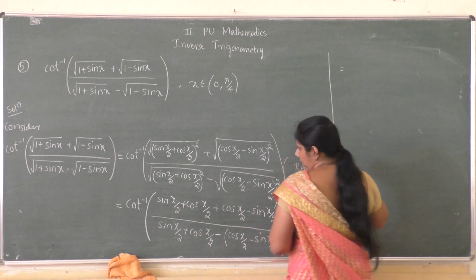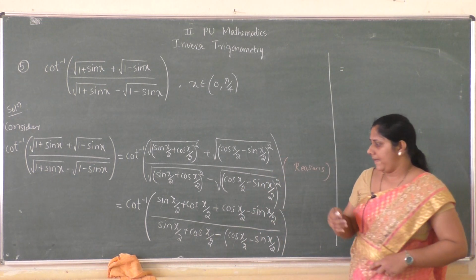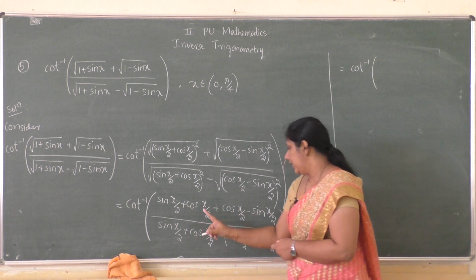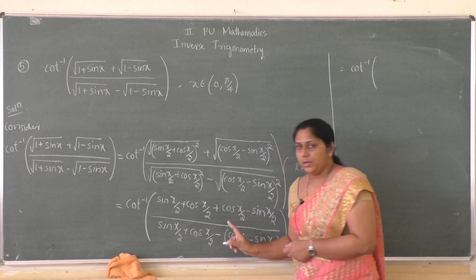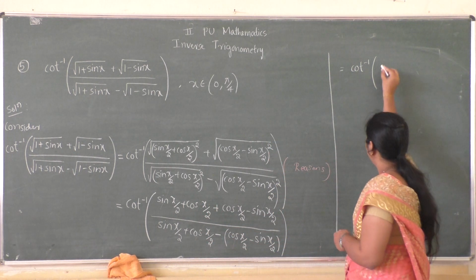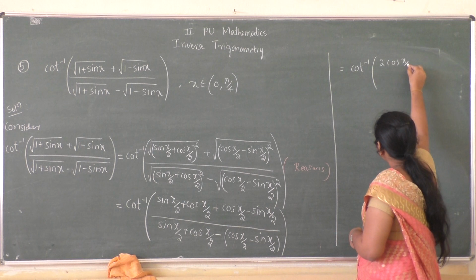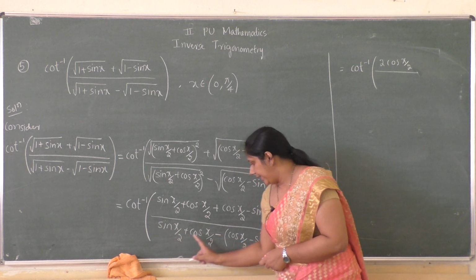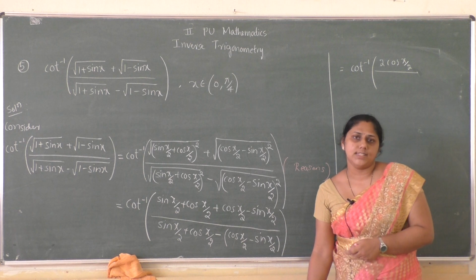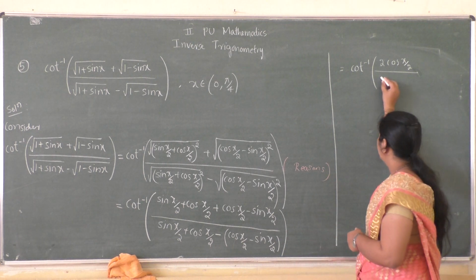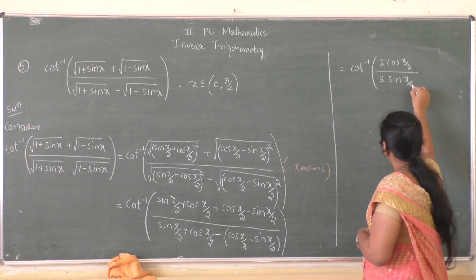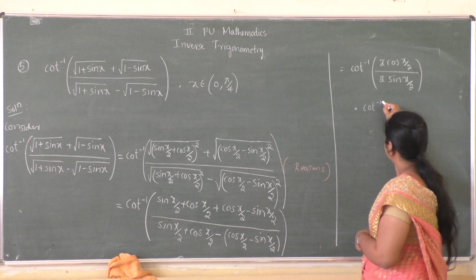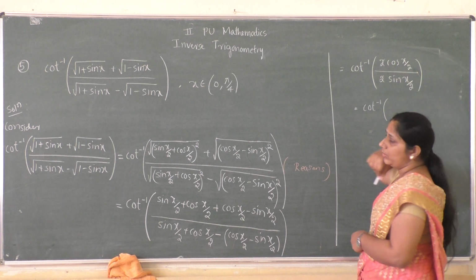So which is equal to, what are the remaining terms in the numerator? Cot inverse of, here the remaining term is cos x by 2 plus cos x by 2. How much? It is 2 cos x by 2, divided by the denominator: sin x by 2 minus of minus sin x by 2 means sin x by 2 plus sin x by 2, that is 2 sin x by 2. So 2 cancels. What are the remaining terms? It is cot inverse of cos x by 2 by sin x by 2.